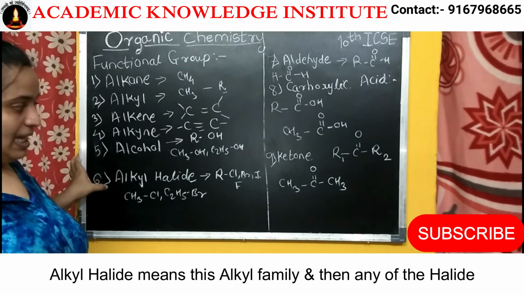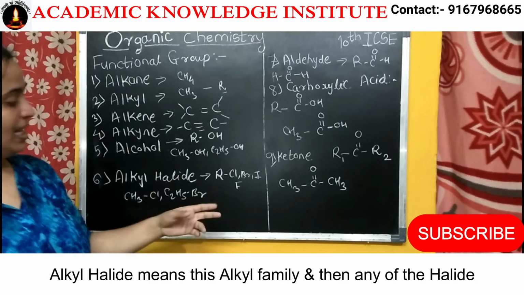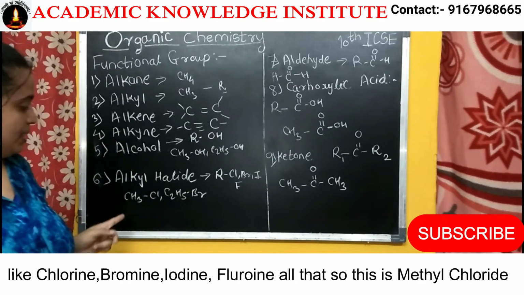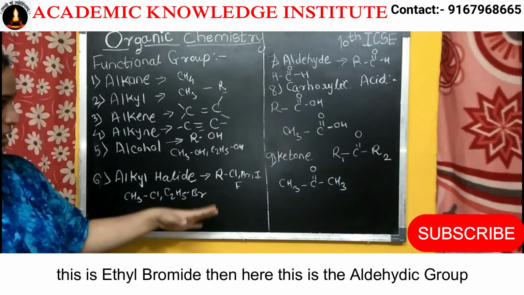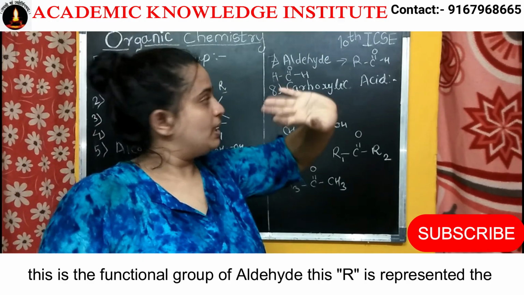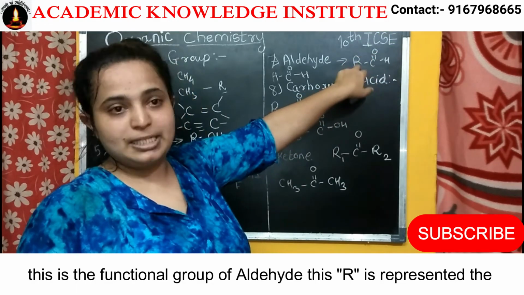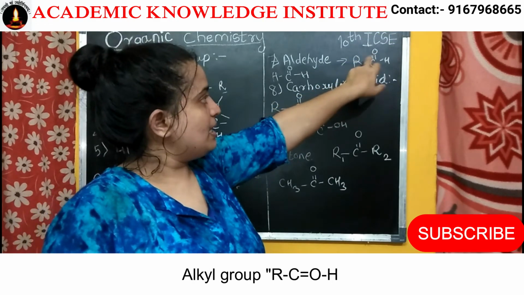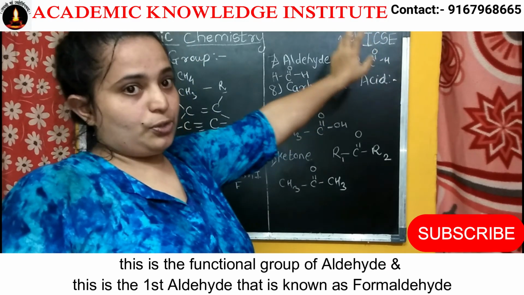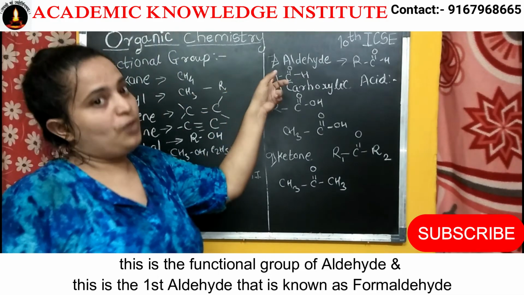Then this is alkyl halide. Alkyl halide means this alkyl family and then a halide, any of the halides like chlorine, bromine, iodine, fluorine and all that. So this is methyl chloride, this is ethyl bromide. Then here this is the aldehyde group. This is the functional group of aldehyde. This R represents the alkyl group, R C double bond O H. So this is the functional group of aldehyde, and this is the first aldehyde, known as formaldehyde.